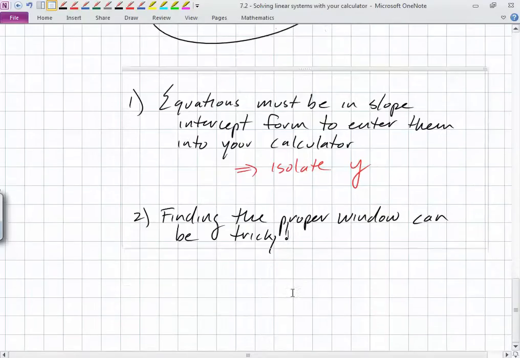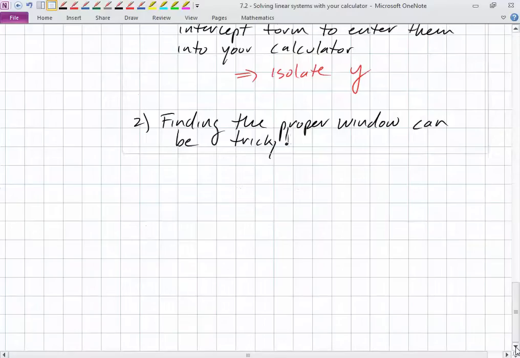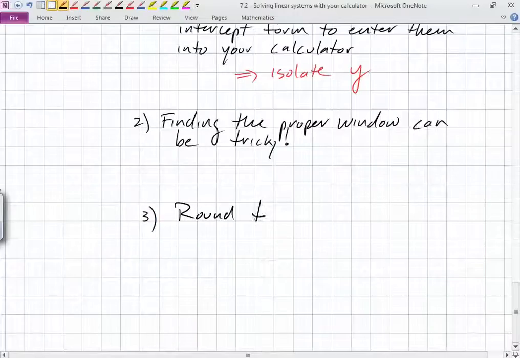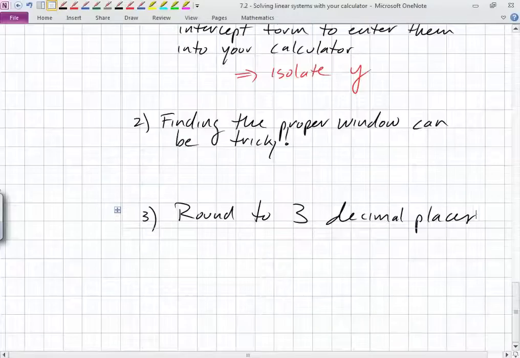Finding the proper window when you're graphing can be tricky. Sometimes you're zoomed in too far, sometimes you're zoomed in too close. You need to sometimes take a little while and some careful thought to find the proper window to see where the 2 lines are intersecting. And last, round your decimals to 3 places. If you do that, you're going to be exact enough for this class and also for AP Calculus.